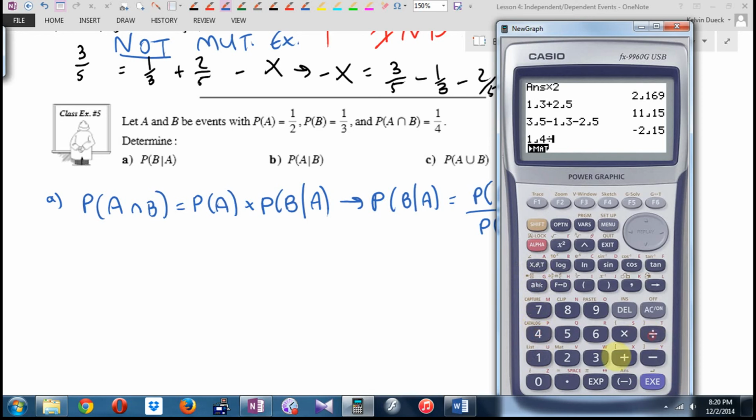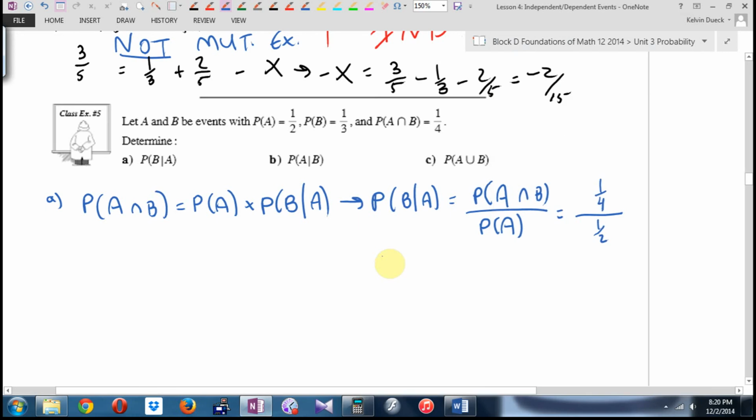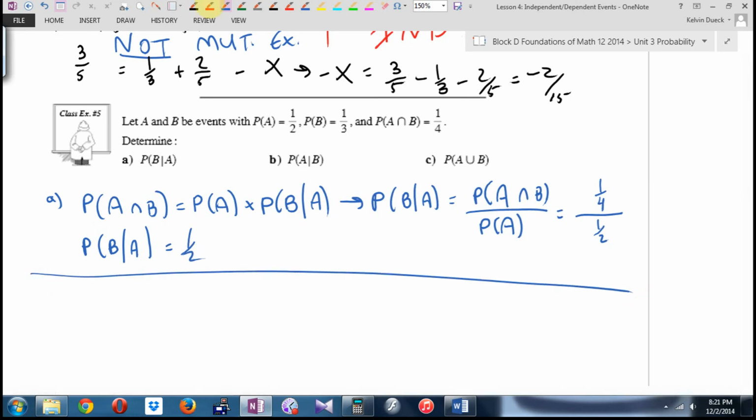1/4 divided by a half. Dividing by a half is the same as timesing by 2, so this is really going to be 1/4 times 2, which is 2/4, or a half. The probability of B, given that A has occurred, is a half. What's the probability of A given B has occurred?